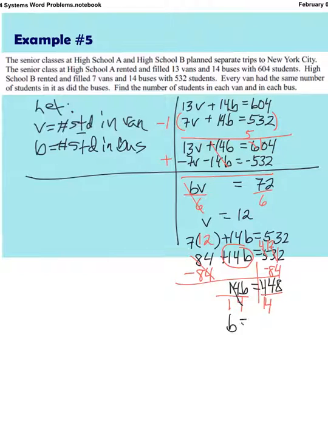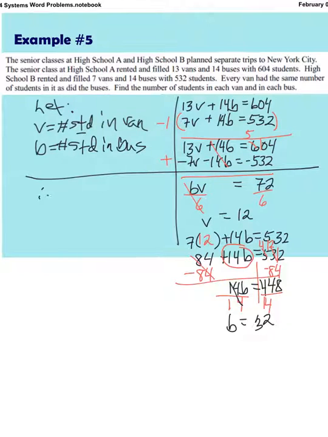And I get B is equal to, I think, 3 times. So 3 times 14 is 42. So that leaves 2 left to go with the 8, and 14 goes into 28 twice. So we must have 32 kids on the bus. So now we have figured out the number of students in each van and bus.